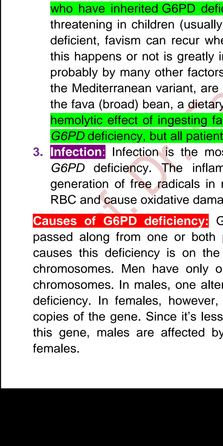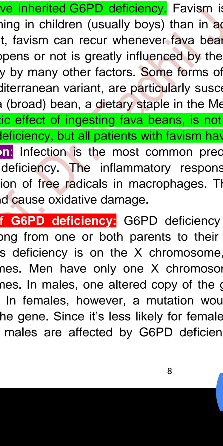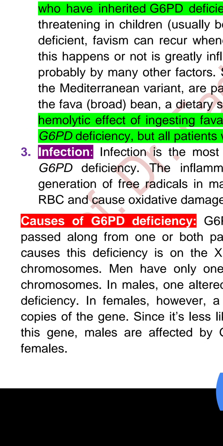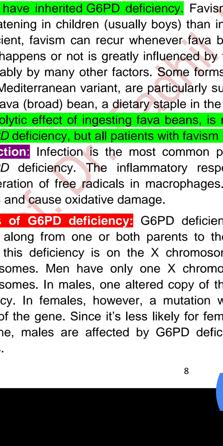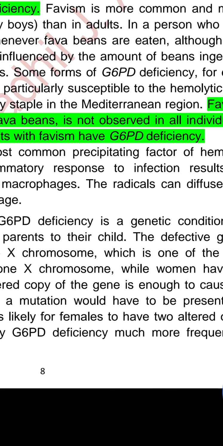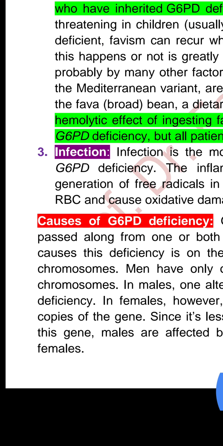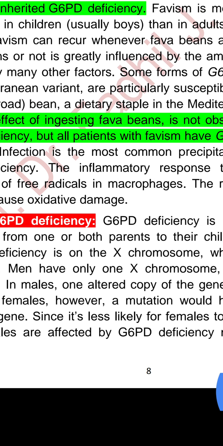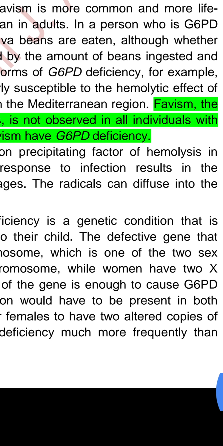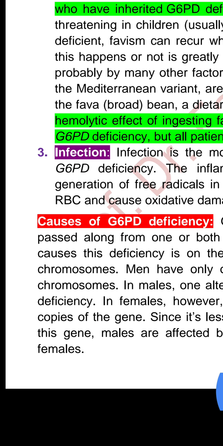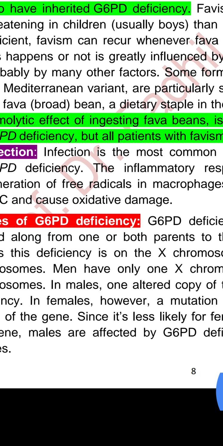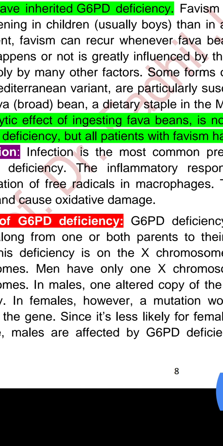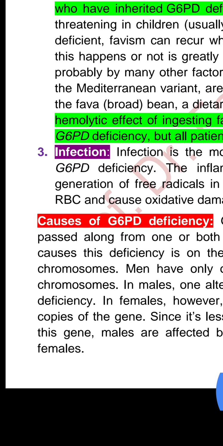In males, one altered copy of the gene is enough to cause G6PD deficiency. In female, however, a mutation would have to be present in both copies of the gene, since it is less likely for female to have two altered copies of the gene. Males are affected by G6PD deficiency much more frequently than the female.